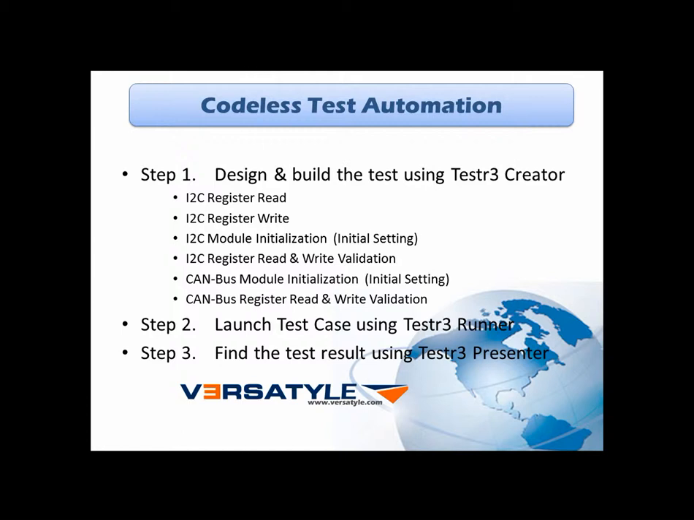Step 1. Design and build a test using Test Tree Creator. In this step, we'll show you I2C register read, I2C register write, module initialization of I2C, register read and write validation, CANBus module initialization, and CANBus register read and write validation. Step 2, we're going to be launching the test case using Test Tree Runner. And finally, in step 3, we'll find the test result using Test Tree Presenter.